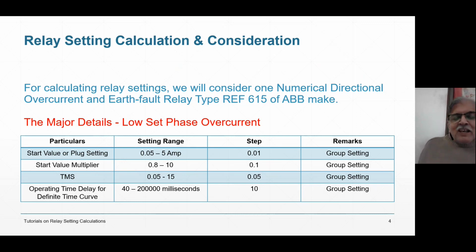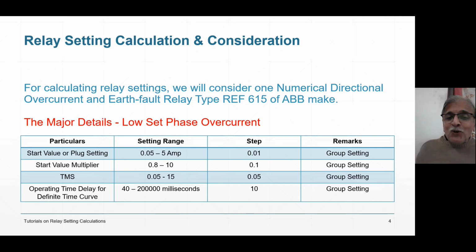In the earlier relays, we were setting only plug setting and time setting. Here there are many more settings. We will go through them one by one. Start value, which we call plug setting. ABB is telling start value, we are telling plug setting. That varies from 0.05 to 5 ampere, that is 5% to 500%. Just try to understand, not 50 to 200%, but 5% to 500%. A much larger range is given.